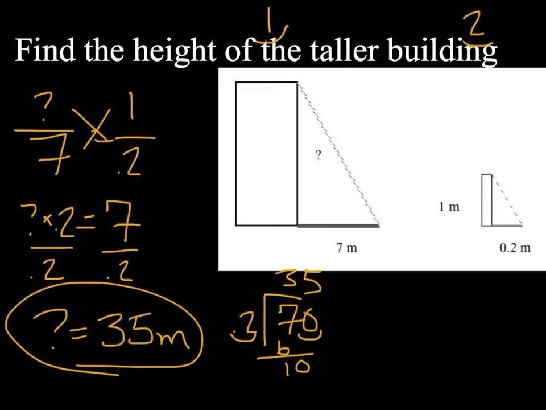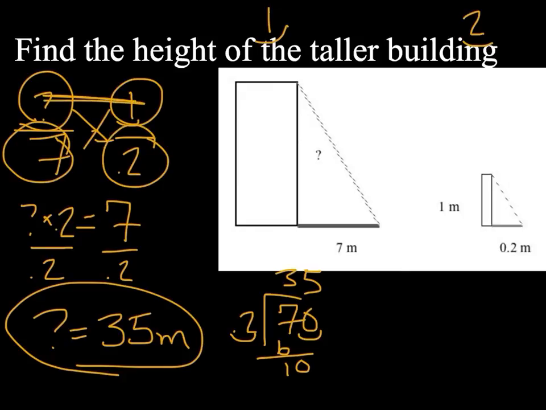So set up that proportion. Again, it is height over shadow for number 1, height over shadow for number 2. As you can see, our heights go together and our building numbers go together.